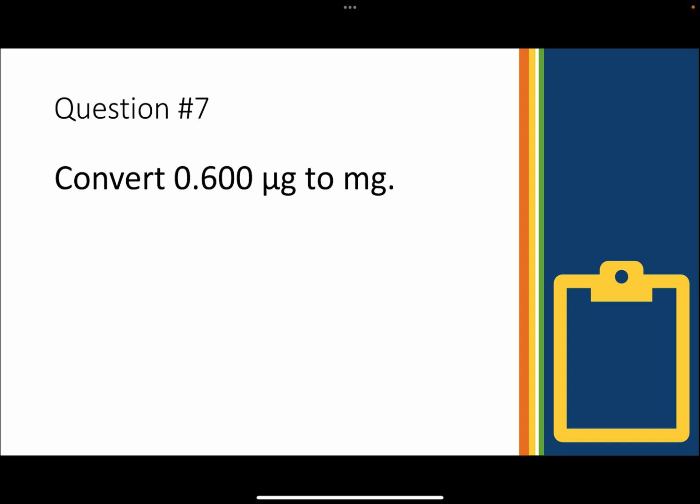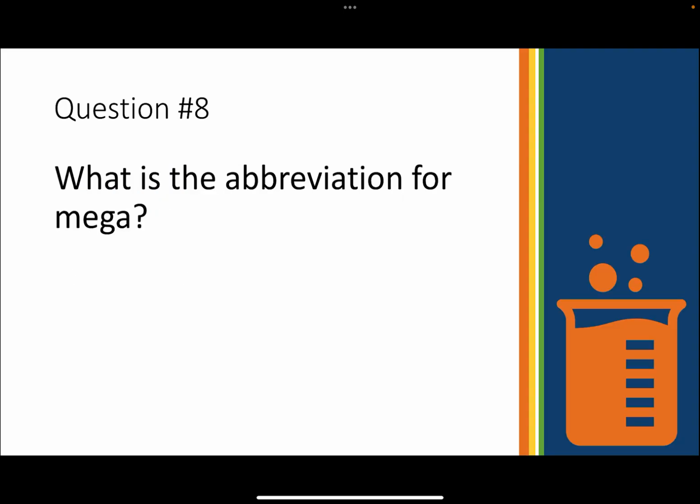And we have 0.6 micrograms to milligrams. So we are going to go 1, 2, 3 to the right, add in your extra zeros, and you're left with 0.30600. The abbreviation for mega, just be careful, is a capital M.